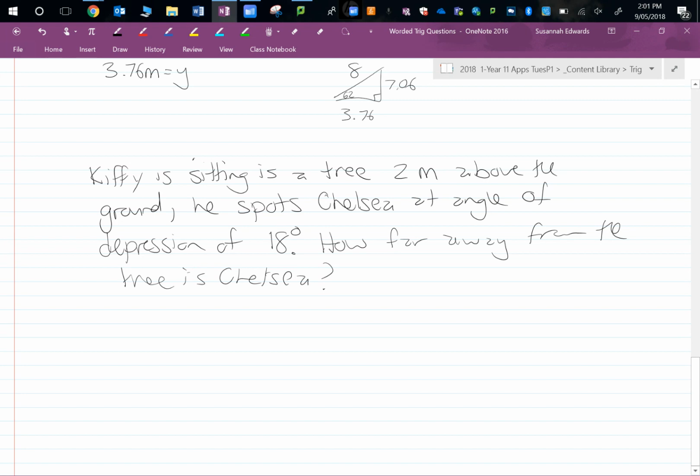All right, you do not have to draw pictures. Okay, even stick figures, you don't even need to draw them. Dots, triangles, okay? So, what is the important information when we read this question? 2 meters above the ground. What else? Depression of 18 degrees. And how far away? Or something that would be the question, okay?